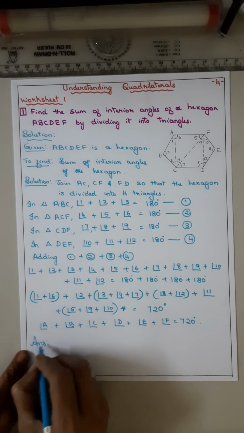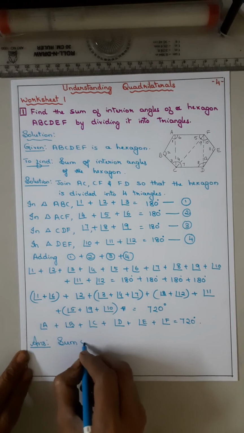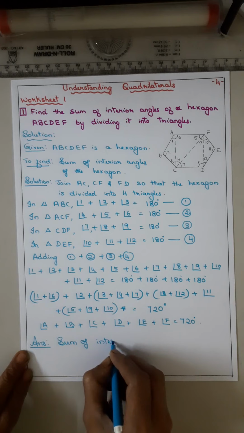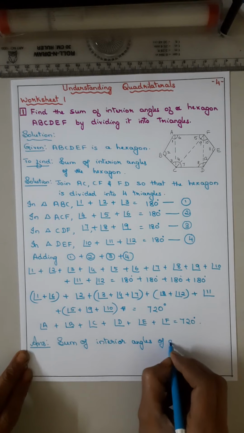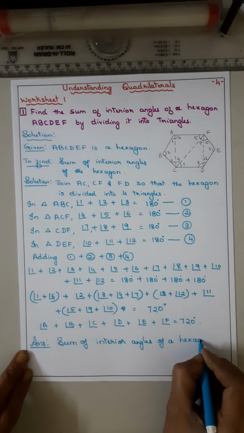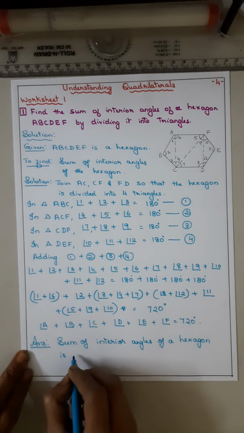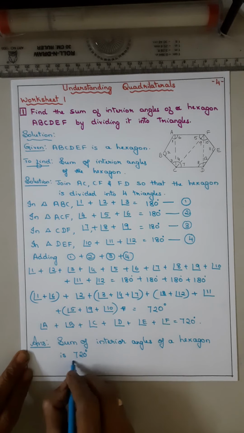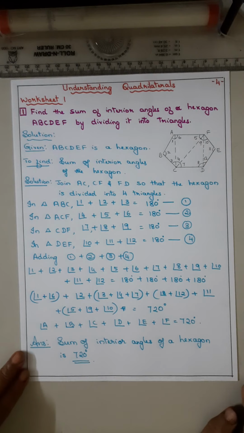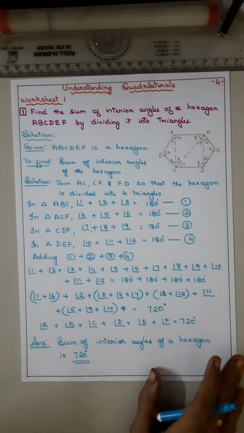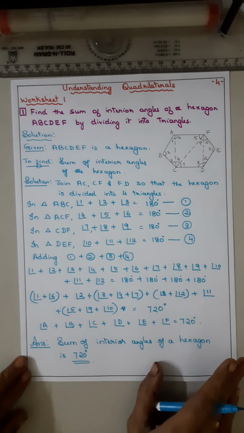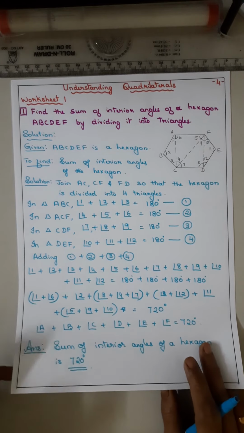So the answer: sum of interior angles of a hexagon is 720 degrees. Understood? So divide it into triangles and add the angles, left hand side, right hand side. You have to add and write. Is it clear? That was about question number 1.